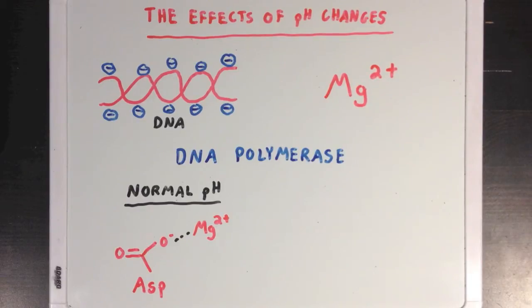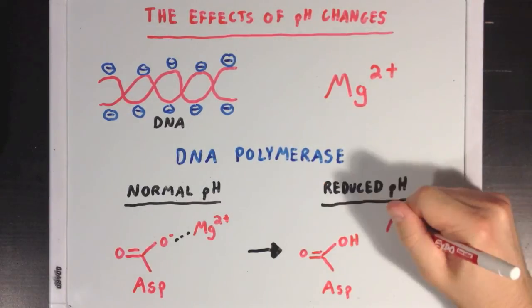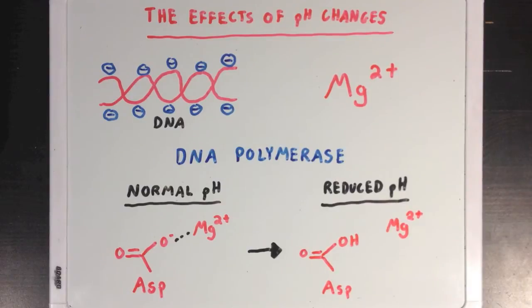Now, if we are to take DNA polymerase and put it into an environment with a reduced pH, then that aspartate residue will become protonated since the pH has dropped so much. And in its protonated form, aspartate no longer has a negative charge and can't hold on to that magnesium ion anymore. And overall, this means that DNA polymerase won't be able to do its job properly in a low pH environment, and keeping this enzyme at an appropriate pH is essential to its normal function.